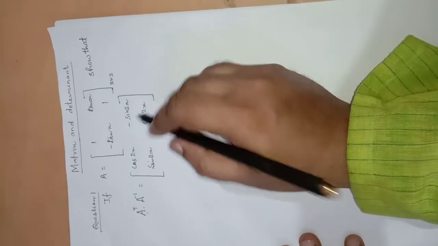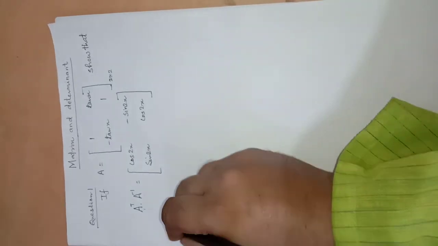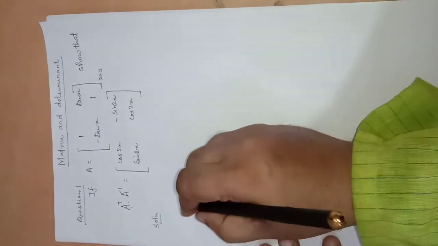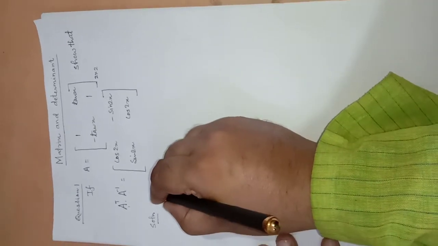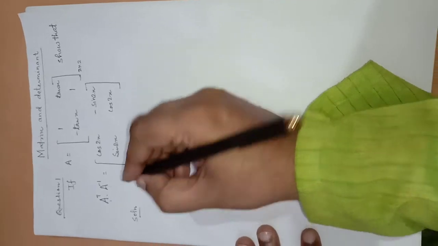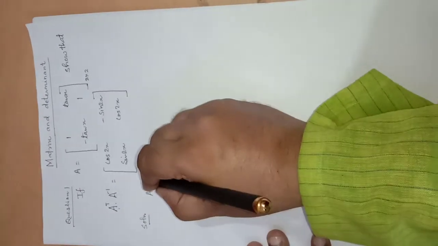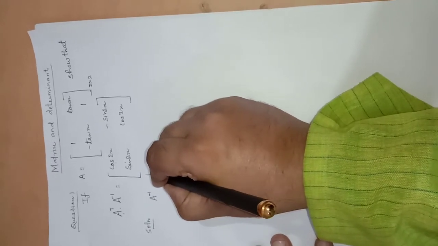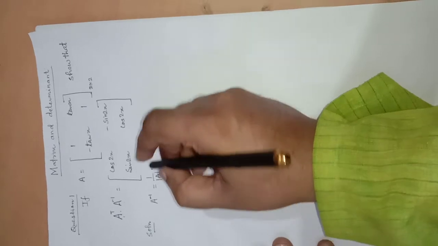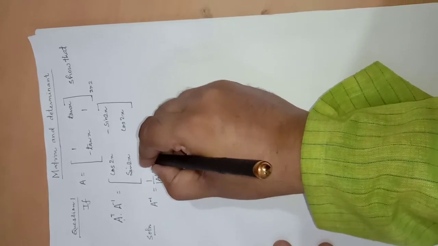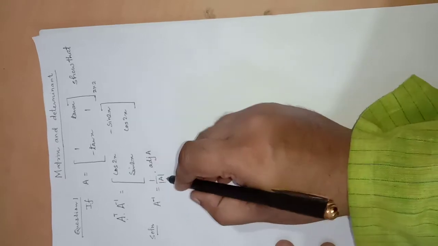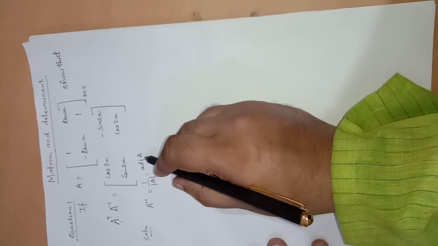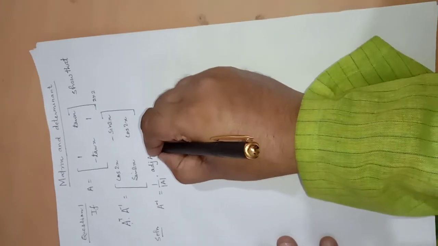sin 2x cos 2x. First of all, in the solution, we will find the inverse of the matrix. As we know, inverse of A is 1 divided by determinant of the matrix into adjoint of the matrix. And we know what is adjoint of the matrix?